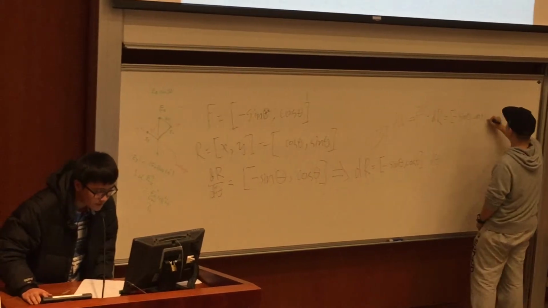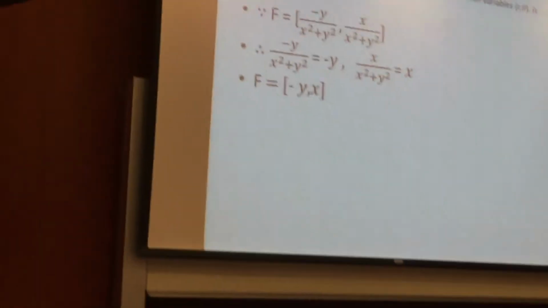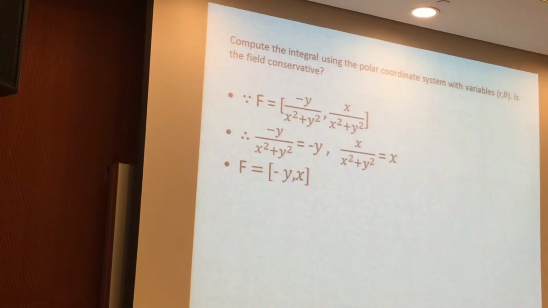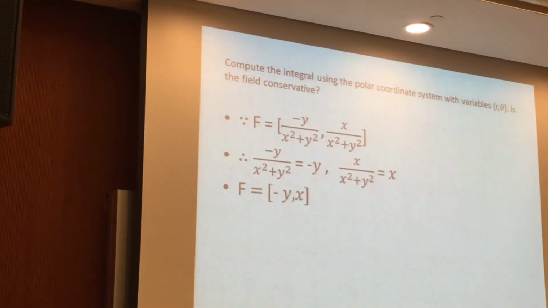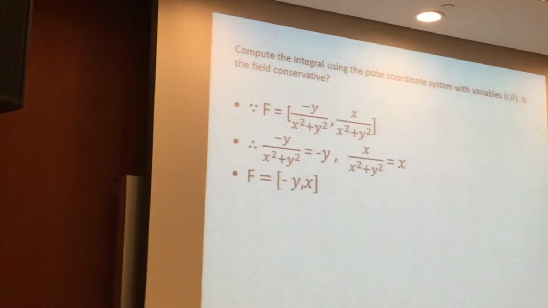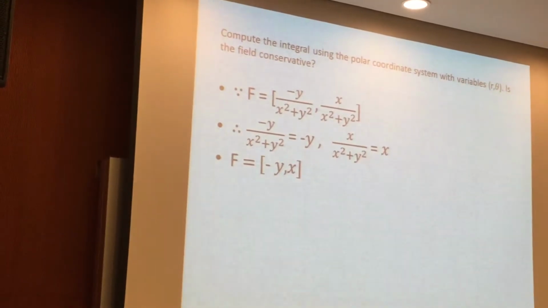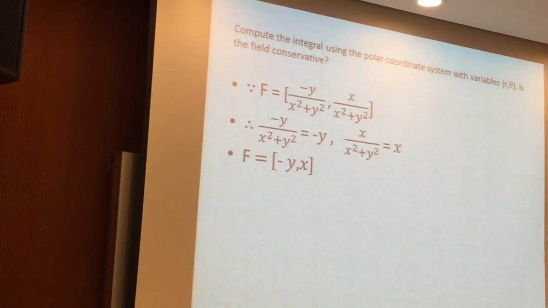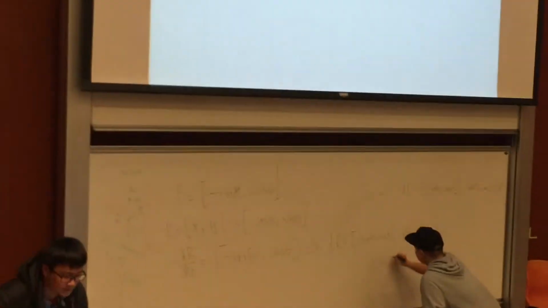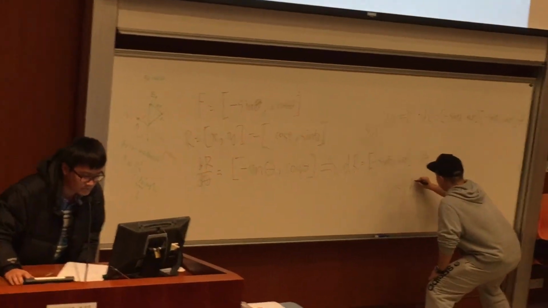As mentioned before, x squared plus y squared is equal to 1. So in the x component, f is equal to minus y. In the y component, f is equal to x. So to simplify, f is equal to minus y in the x direction and x in the y direction.